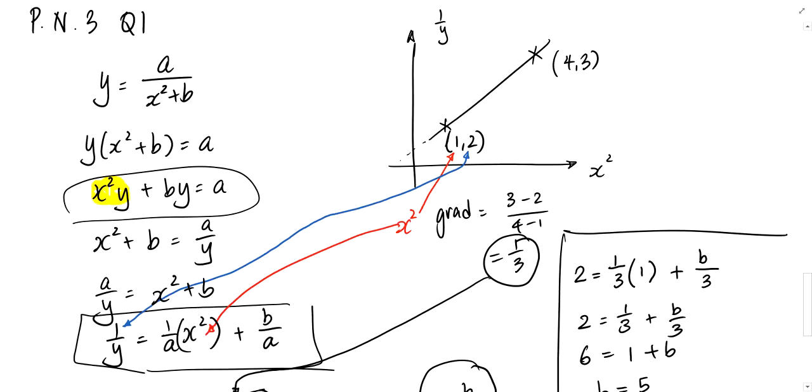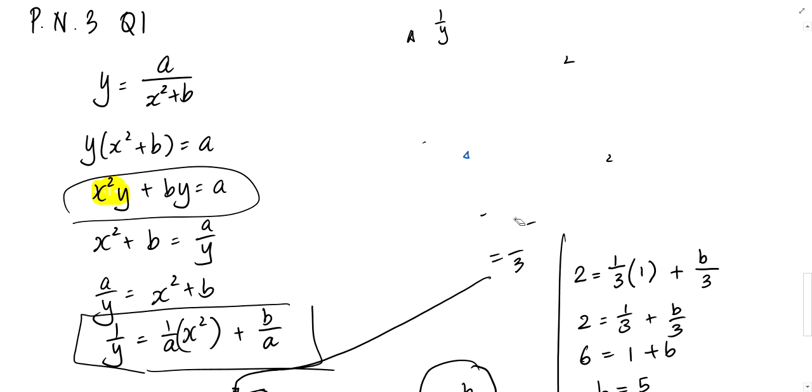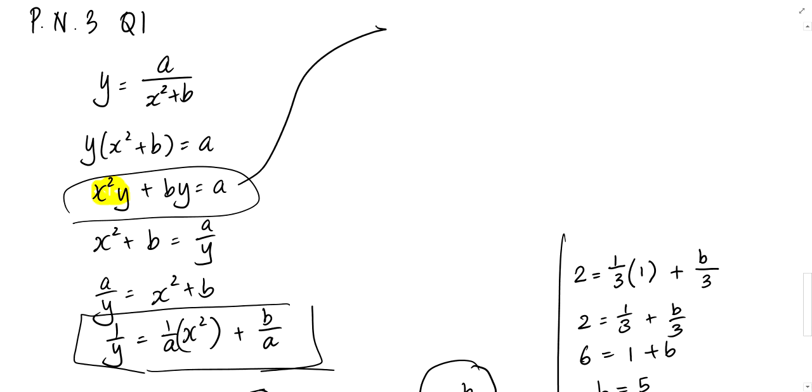I'm going to erase some parts so that we make some space. Okay, so Chen Chua is suggesting that, hey, how about we just substitute our a and b inside here? So we get x squared y plus, what do we say b was? 5y equals to 3, right? This is also an equivalent equation.